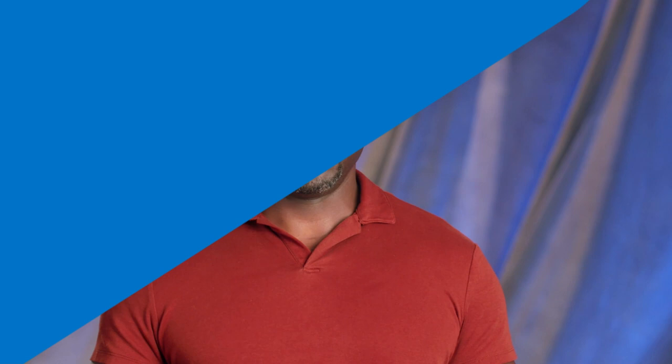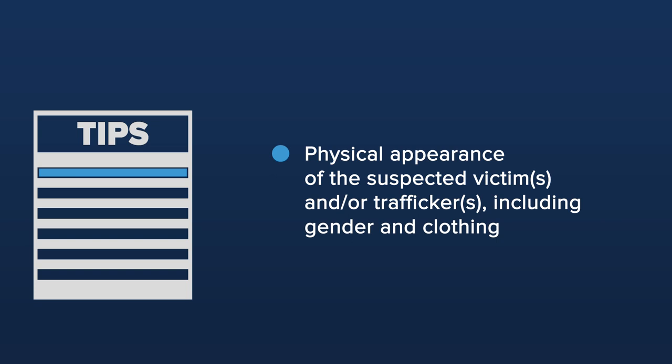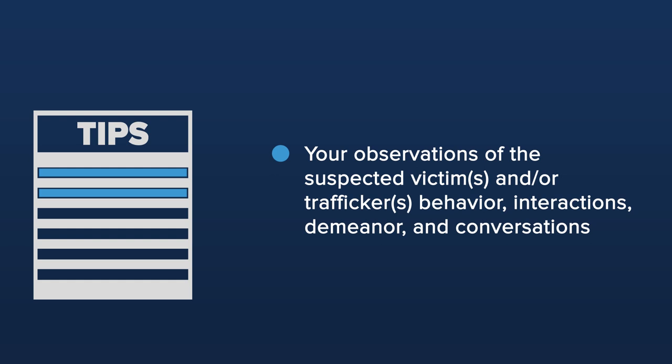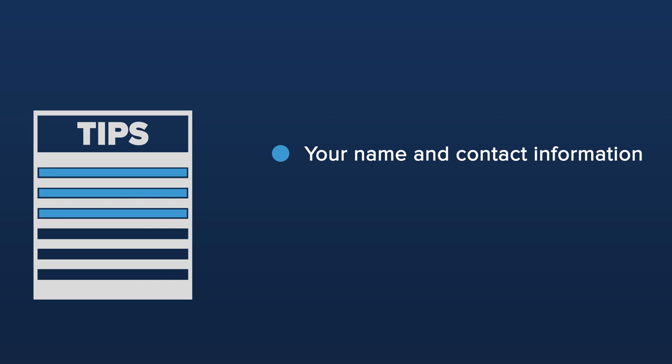When reporting suspected human trafficking activity, it is critical that you include as many details as possible. No detail is too small or unimportant. This might include the location and time of day of your observation, the physical appearance of the suspected victim or trafficker, including gender and clothing, your observations of the suspected victim or trafficker behavior, interactions, demeanor, and conversations, and your name and contact information, if you're comfortable providing them, in the event law enforcement has follow-up questions.